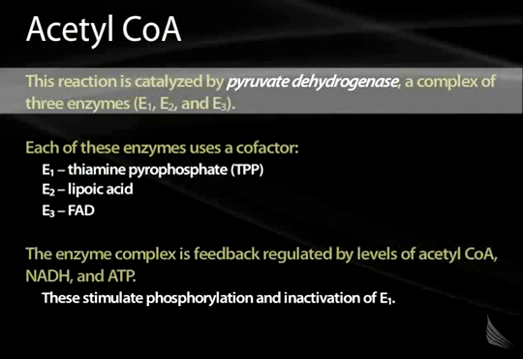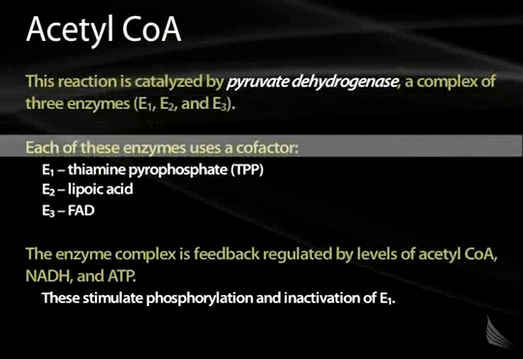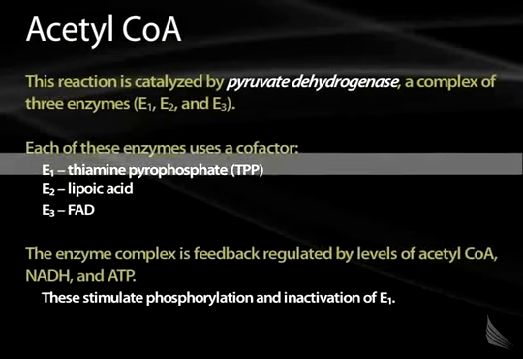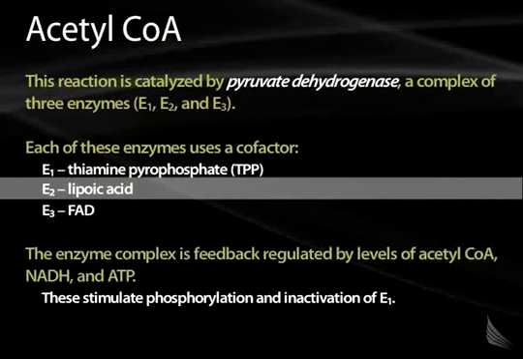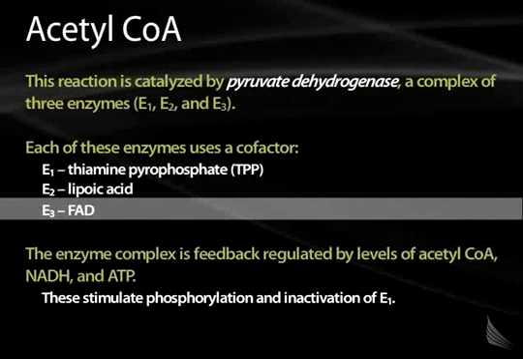Pyruvate dehydrogenase is actually a complex of three different enzymes, referred to as E1, E2, and E3. And each of these enzymes has a different cofactor. The E1 uses thiamine pyrophosphate, E2 uses lipoic acid, and E3 uses a molecule of flavin adenine dinucleotide, or FAD.